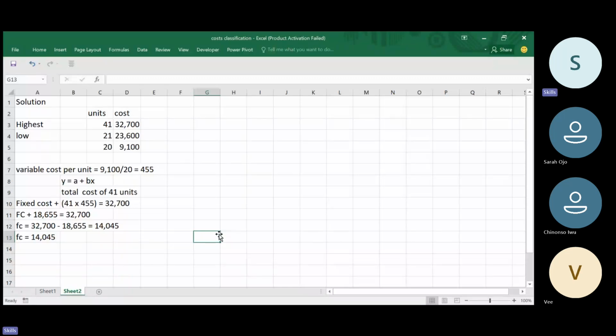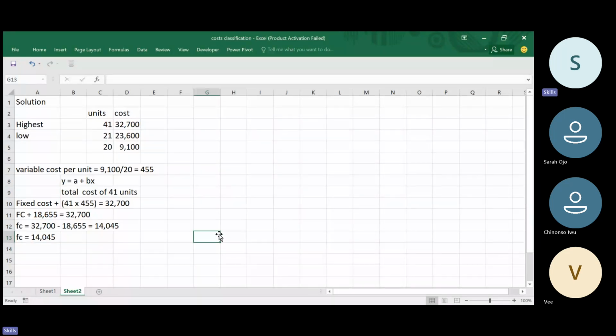Is that clear? Do you all get this? Yes, sir. Okay. So this is the fixed cost.